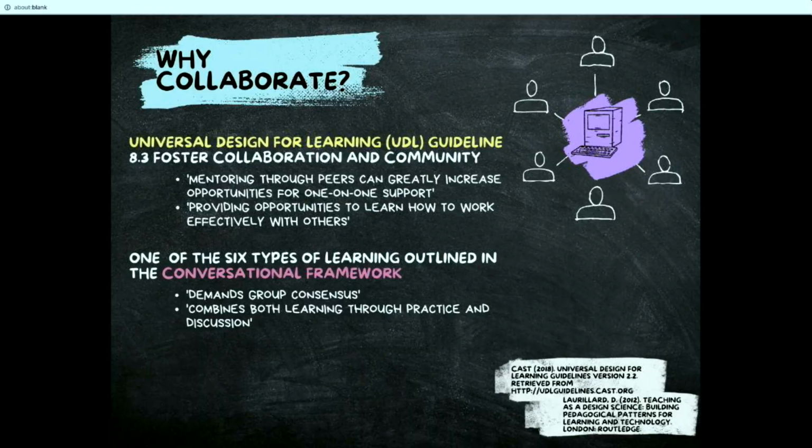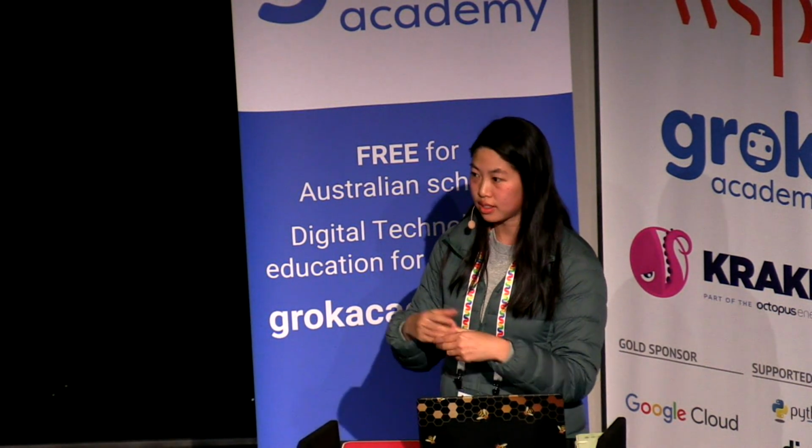Another example I have is the conversational framework, and in that there are six types of learning listed as how students learn. These are acquisition, inquiry, practice, production, discussion, and collaboration. And collaboration is actually a really important aspect because it combines both learning through practice and discussion.